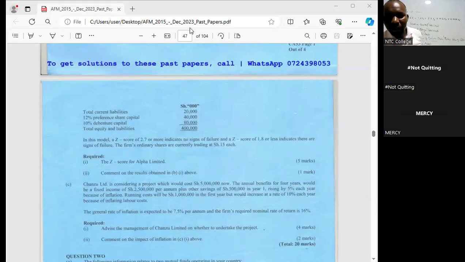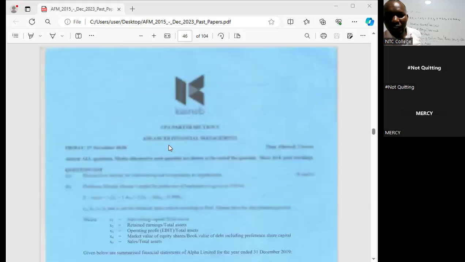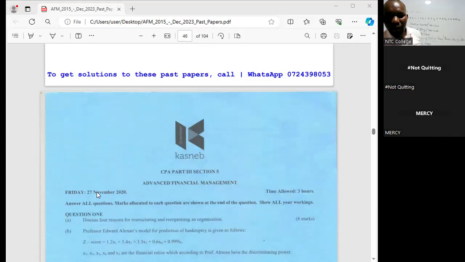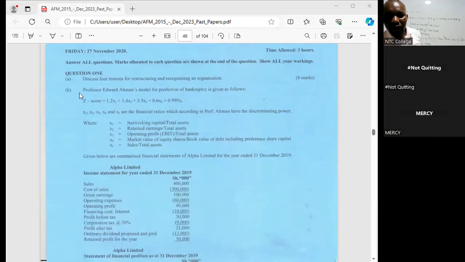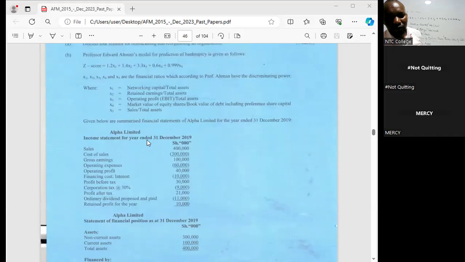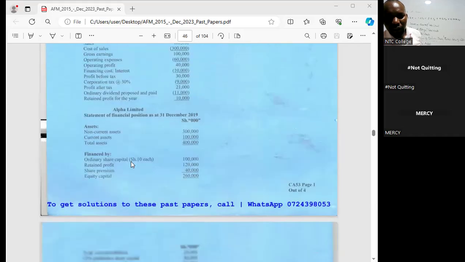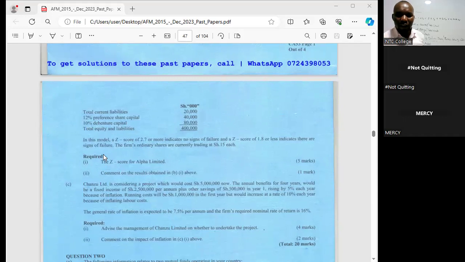This is November 2020, question number 1B. Now, they are saying that in this model, a z-score of 2.7 or more indicates no signs of failure, and a z-score of 1.8 or less is an indicator of failure.